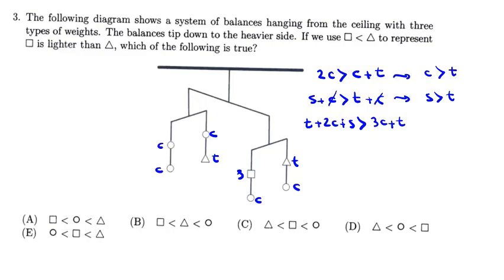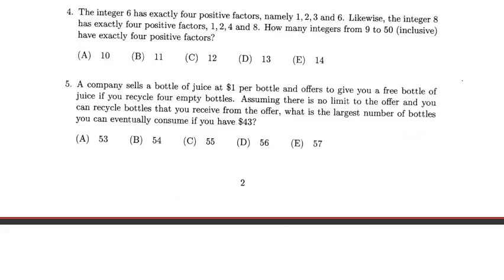Now here, we have 2C and we can cancel T and subtract 2C. Then we have S greater than C. So we can say S greater than C, C greater than T. So square is the greatest one: square greater than circle greater than triangle. So the answer is D.